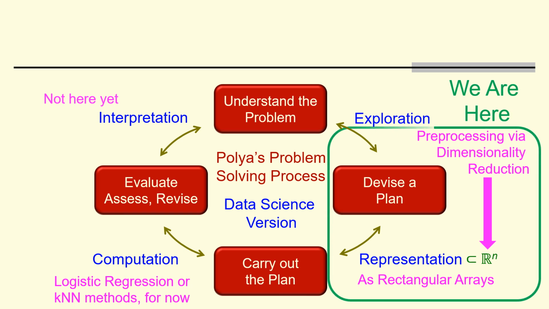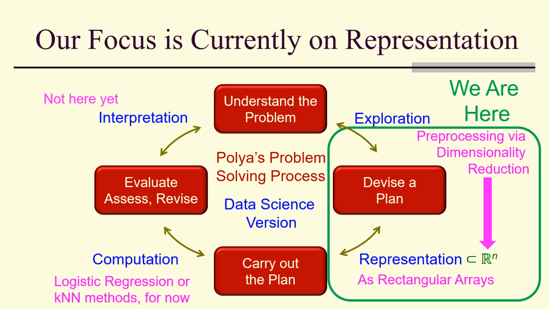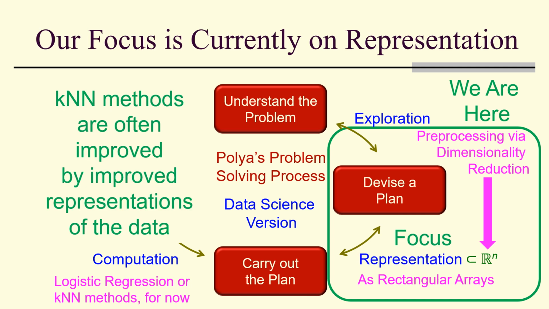We are here pre-processing via dimensionality reduction. We're getting a vector space representation as rectangular arrays of our original data. And our focus is currently on representation. However, KNN methods and many other methods are often improved when we have improved representations of the data.